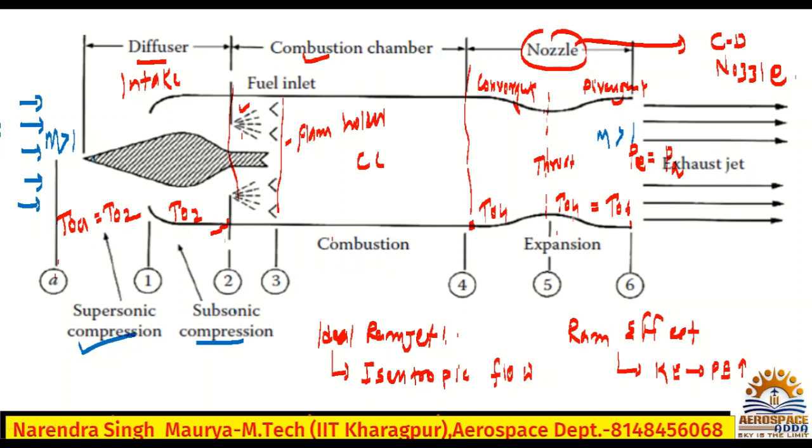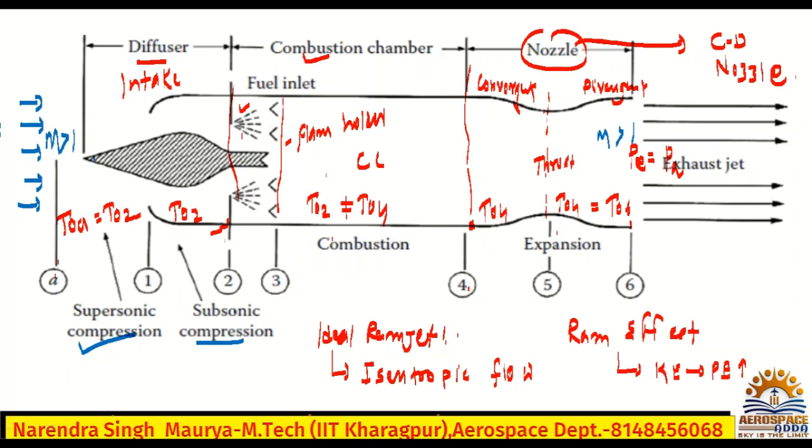Similarly, what about the combustion chamber? From where did the combustion chamber start? At station 2, or you can say 3, no problem. T naught 2 and T naught 3. Can we say T naught 2 is equal to T naught 4? No, we cannot say, because T naught 2 is not equal to T naught 4. Why? Because we are adding heat, so obviously temperature will rise here. So that time total temperature will not be constant. Hope you understood. This is the very basic analysis I am doing here. So if you concentrate, you will automatically learn this ramjet easily.